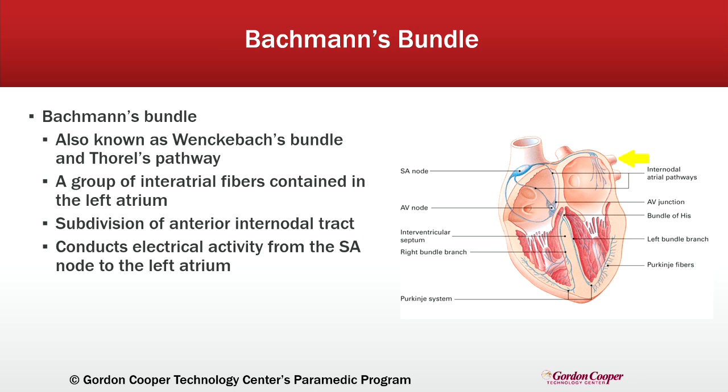So here's something cool. It's actually a subdivision of the anterior internodal tract. Its main job is to make sure that the electrical impulse doesn't only go to the right atrium, but also reaches the left atrium, ensuring both sides of the heart are in sync when they contract. So if you think about it, Bachman's bundle is the reason the left atrium gets its electrical signal from the SA node and starts contracting at the same time as the right atrium.